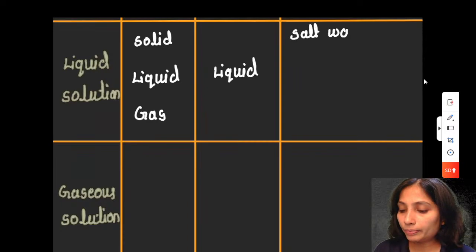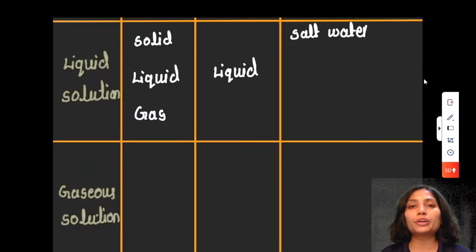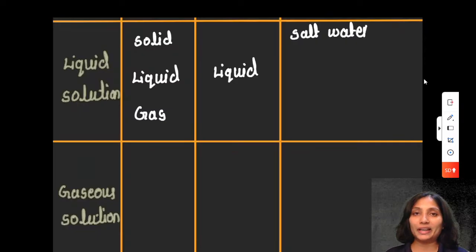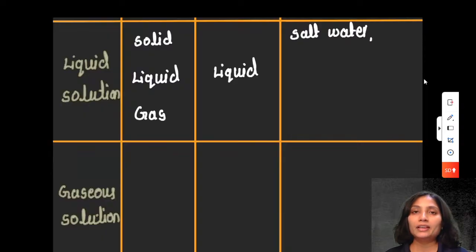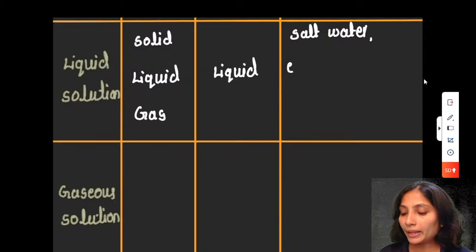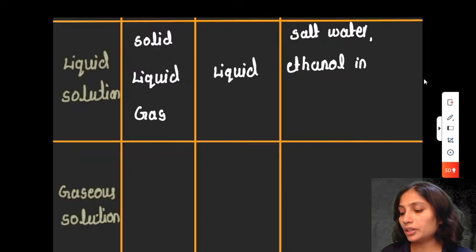Salt water, glucose water, sugar water, anything you can take. Okay, so salt in water, I'm writing only one example, you can make a list of this one. And liquid dissolved in liquid: ethanol in water, methanol in water, alcohol in water.